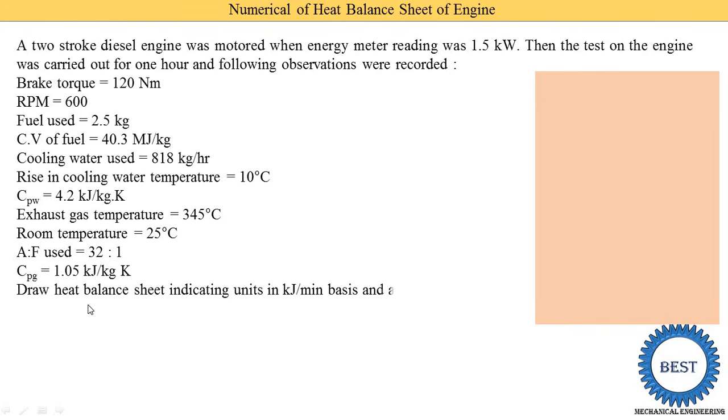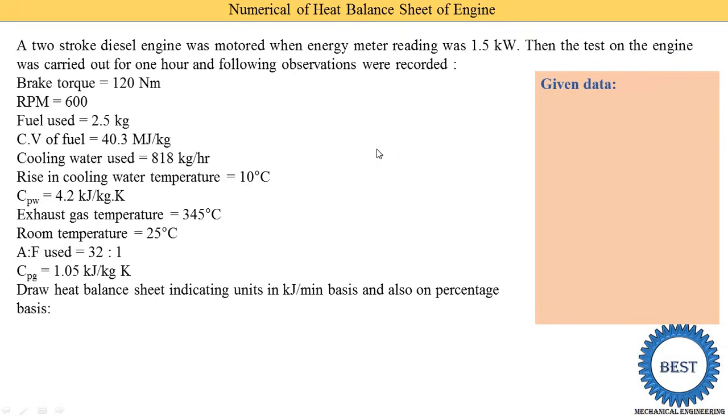Now draw the heat balance sheet, indicating units in kilojoule per minute. This means we need to convert whatever heat we find into kilojoule per minute, and also on a percentage basis, meaning in the table we need to show the percentage. In the heat balance sheet we study the percentages, for example brake power is 25%, heat loss in cooling water 27%, heat loss in exhaust, so we also need to find the percentage.